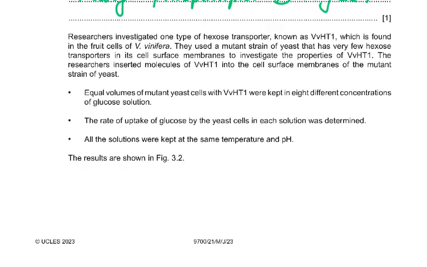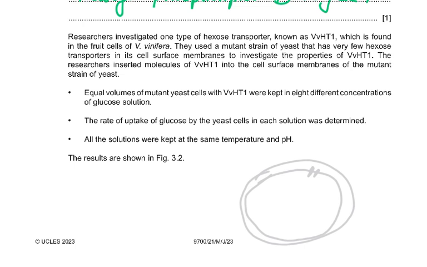Researchers investigated one type of hexose transporter known as VVHT1, which is found in the fruit cells of V. vinifera. They used a mutant strain of yeast that has very few hexose transporters in the cell membrane to investigate the properties of VVHT1. The researchers inserted molecules of VVHT1 into the cell membrane of the mutant strains of the yeast. So they took a yeast cell, which has a cell wall and then a cell membrane, and then what did they do? They inserted the molecules of VVHT1 into the cell membrane of the mutant strain of yeast.